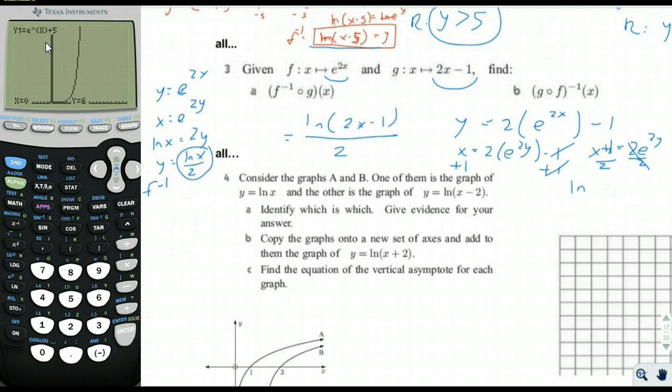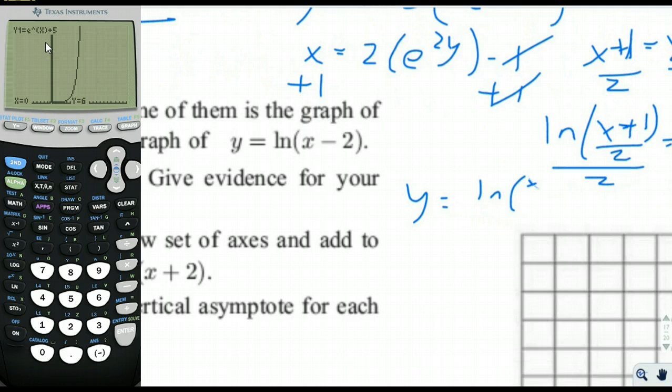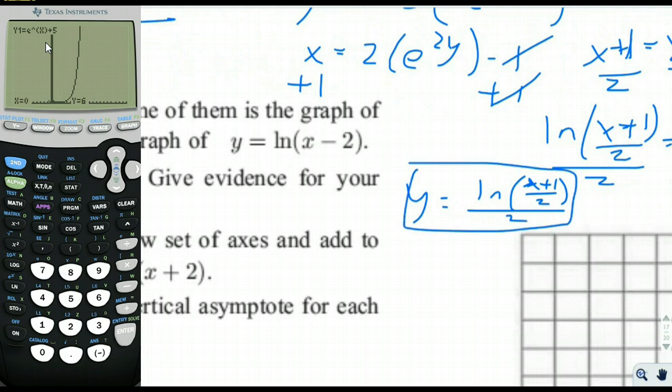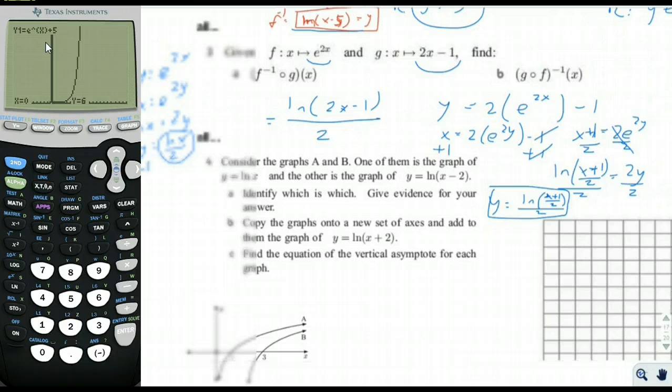With that, we'd have to take the natural log of both sides. (x plus 1)/2 equals, the natural log of e to the 2y would just be 2y. And then we divide both sides by 2, and we get y equals natural log of (x plus 1)/2, all divided by 2. Okay, so that would be the inverse, that would be this. The inverse of g follows f.